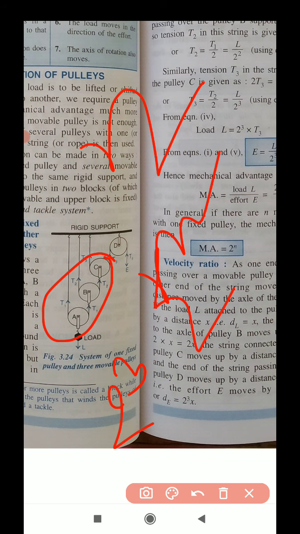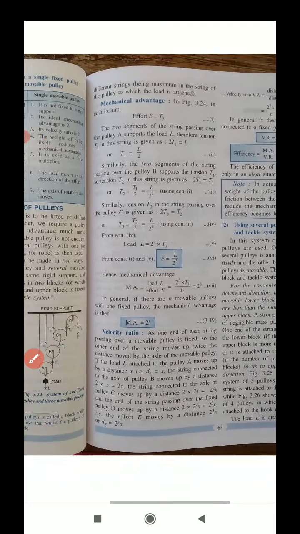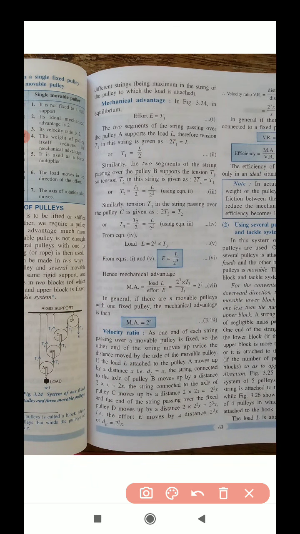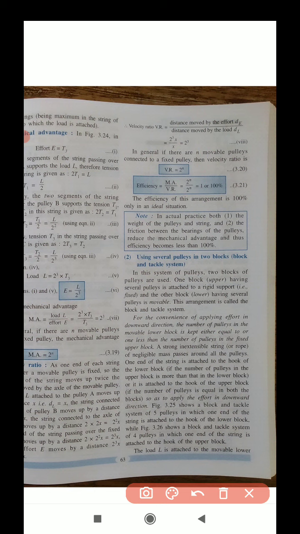Now students, come to the velocity ratio. Velocity ratio is very easy. In this case, where we consider T1, T2, here we will consider movement x. If mechanical advantage is 2 to the power n, velocity ratio also will be 2 to the power n. Why, students, am I saying this? Because you know mechanical advantage is equal to velocity ratio for an ideal machine. So if there is an ideal machine, by closing your eyes you can put the same value as mechanical advantage.